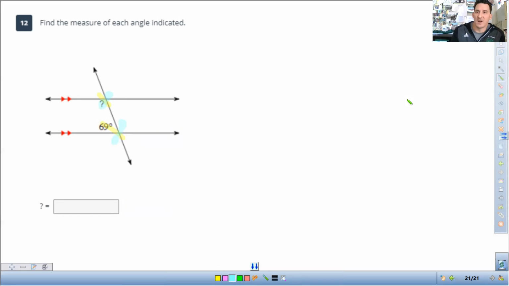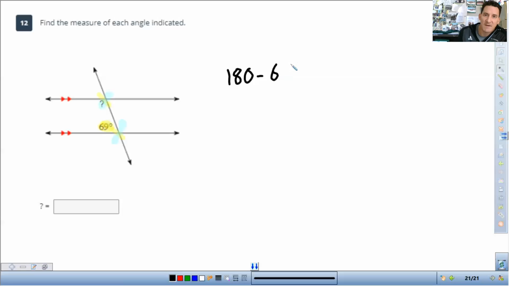When they are different colors, so this 69 is yellow, the question mark is blue. When they're different colors, they add to 180. So 69 plus the question mark is 180. So to figure out what the question mark is, subtract from 180. That comes out to 111.